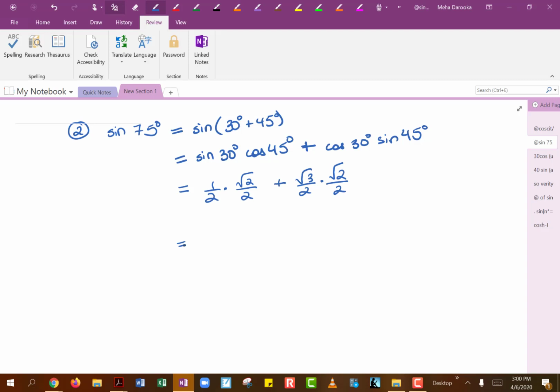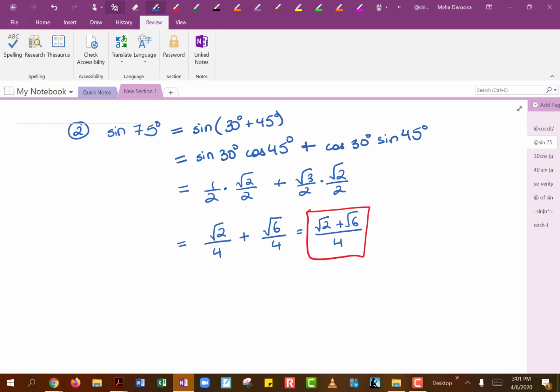So again, when you multiply them across, 1 times square root of 2 is square root of 2, 2 times 2 is 4 on the denominator, and then square root of 3 times square root of 2 is going to become square root of 6, and then 2 times 2 is 4. Combine them together over the common denominator of 4. These will become square root of 2 plus square root of 6, and of course this will be our exact answer.